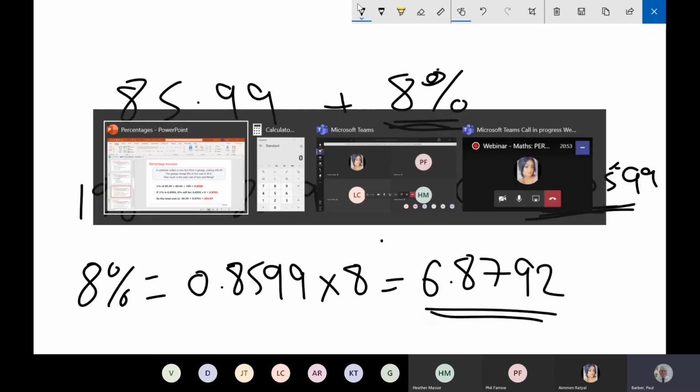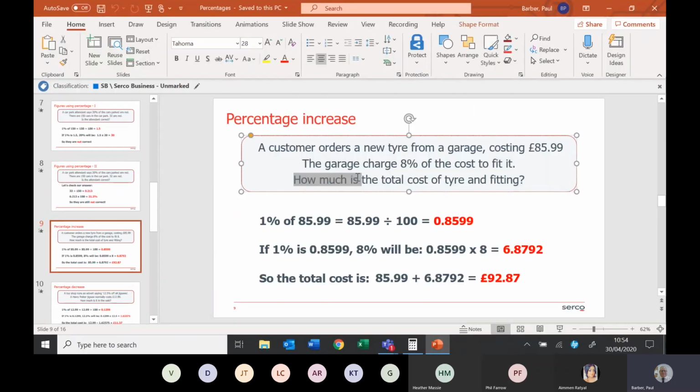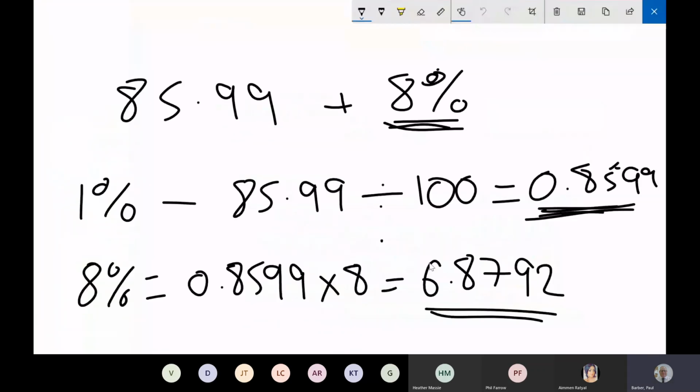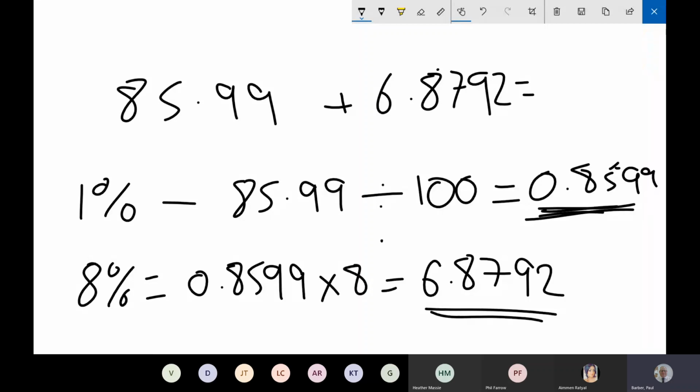The question, if I remind you though, says, what is the total cost of the tyre and fitting? So what we've actually worked out there with 6.8792, that's the fitting cost. The question was, what is the total of the original cost of the tyre and the fitting? So what we now need to do is add on that 8%. So we'll go 85.99 plus 6.8792. And that gives us an answer of 92.87.